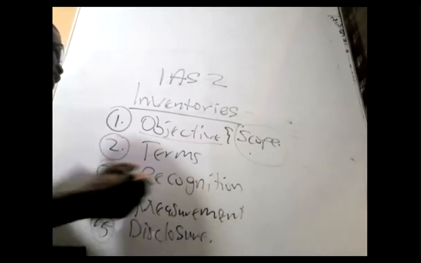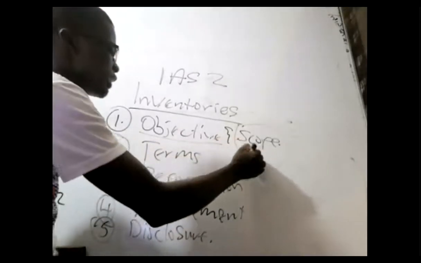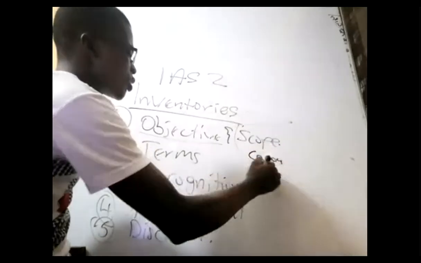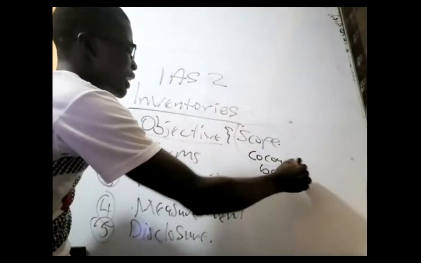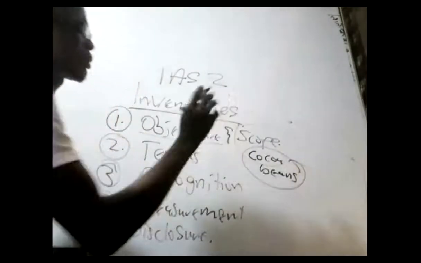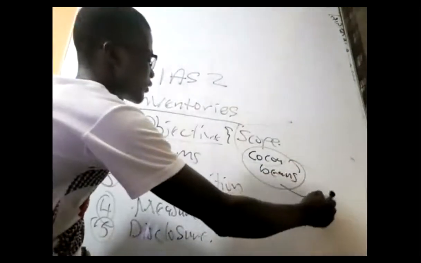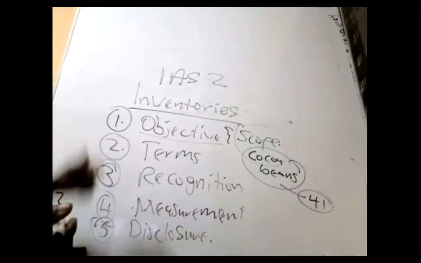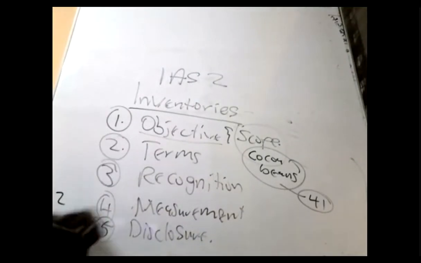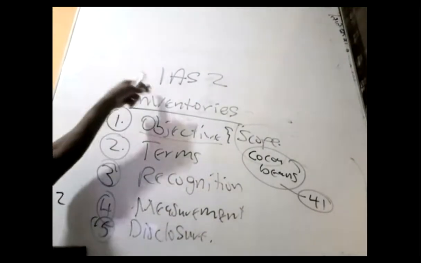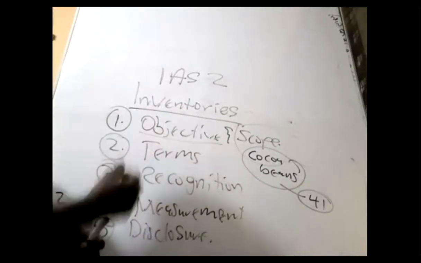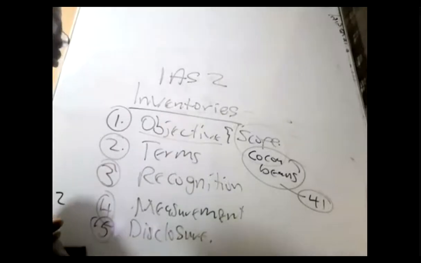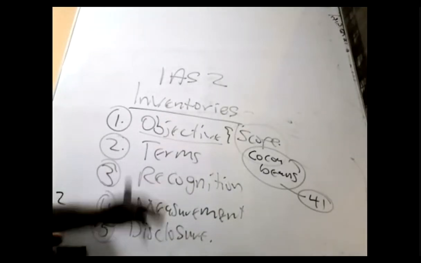Like the example that I gave, cocoa beans. There's a full standard that talks about cocoa beans, IAS 41, biological asset or agricultural produce. Agriculture talks about cocoa beans. So for IAS 2 inventory, even though cocoa beans will also be an inventory to a cocoa farmer, the requirement is not extended there.